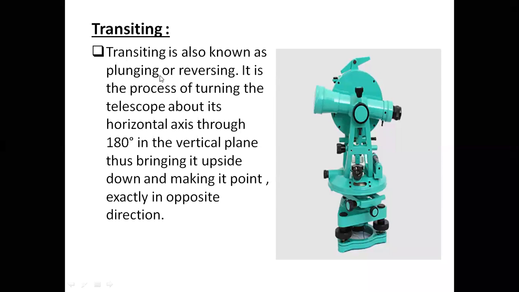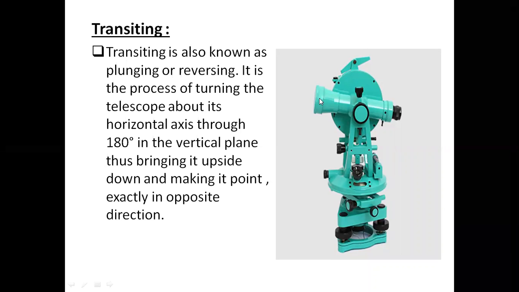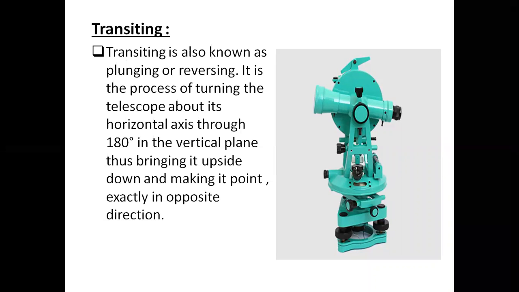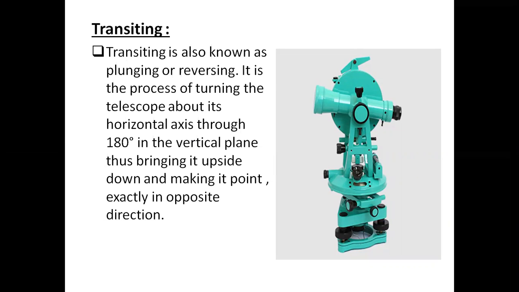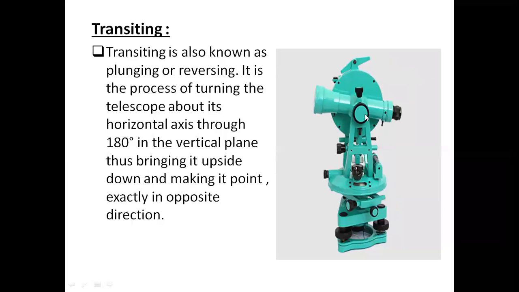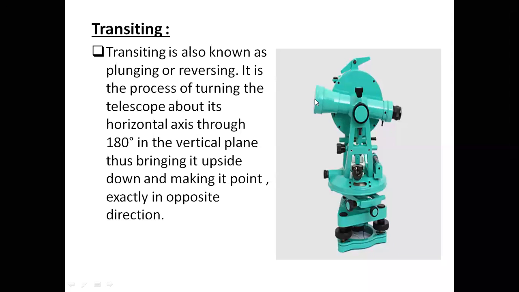Transiting, also known as plunging or reversing, means reversing this side to this side and this side to this side. It is the process of turning the telescope about its horizontal axis through 180 degrees in its vertical plane. If you revolve it in a vertical plane about this horizontal axis, then the eyepiece will come on this side, the object glass on this side, and the vertical circle from left to right and right to left. This is called transiting.